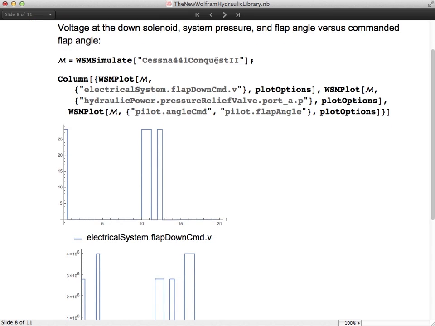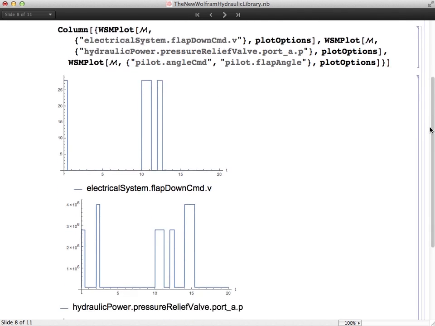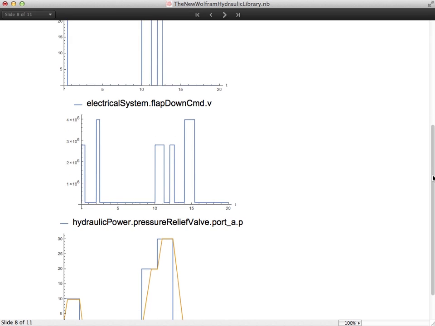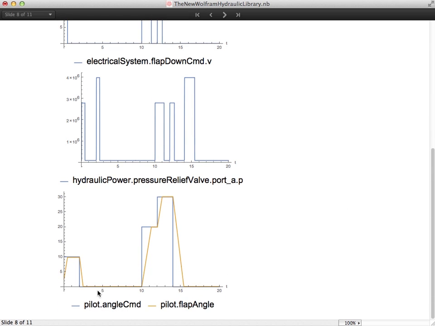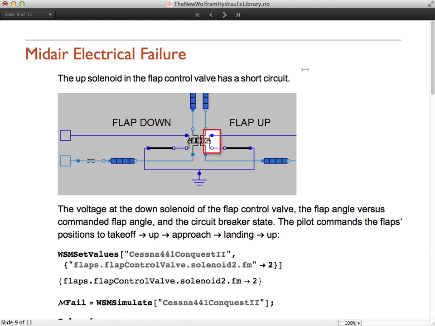We simulate the model and look at the voltage from the pilot, the pressure in the system, and the angle wanted from the pilot and what the actual angle is. As we can see, in this scenario the commanded and the real flap angle match except when the flaps are moving to adjust to a new flap position. Let's investigate what happens if we insert a failure in the flap system.